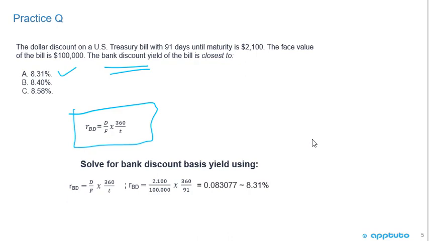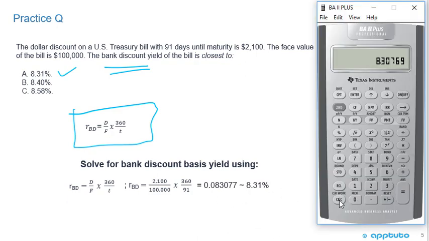If you use 365, you'll get a different answer. Let's check if we use 365. 2100 divided by 100,000 times 365 divided by 91.